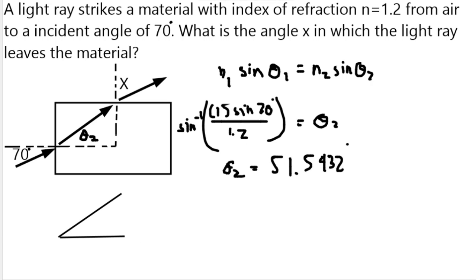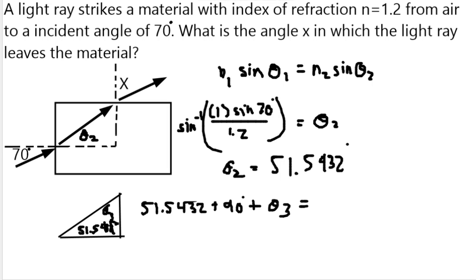So now we can just use some concepts of triangles here. So we have theta 2 here. As we can see in the illustration, we form a right triangle. So we have theta 3 here. That's what we need to calculate, and then use Snell's law once again to calculate the value of x. So we have 51.5432 in this angle, and we all know that this is a right triangle, so the sum of the angles of the triangle is going to be 180 degrees.